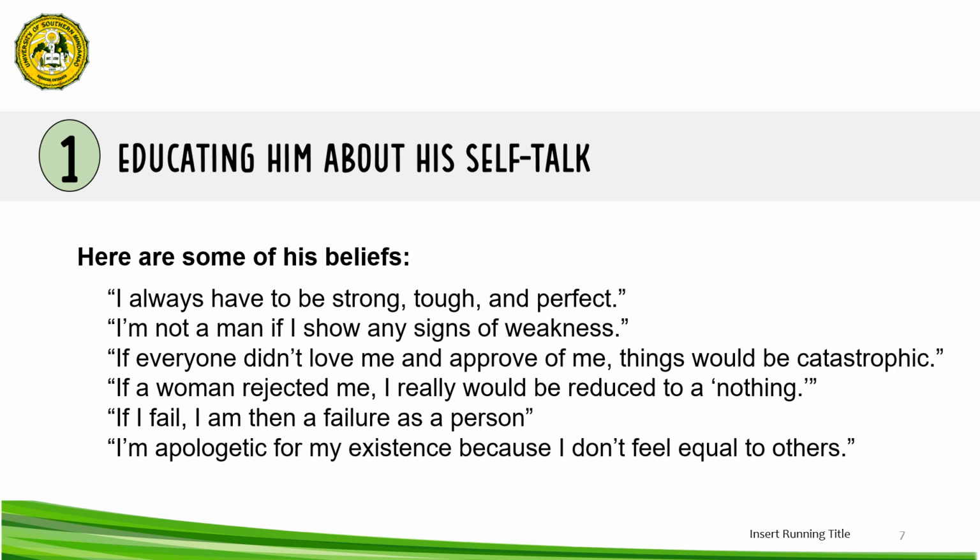So the first step is educating him about his self-talk. Here are some of his beliefs. I always have to be strong, tough, and perfect. I am not a man if I show any signs of weakness. If everyone didn't love me and approve of me, things would be catastrophic. If a woman rejected me, I really would be reduced to nothing. If I fail, I am then a failure as a person. I am apologetic for my existence because I don't feel equal to others.